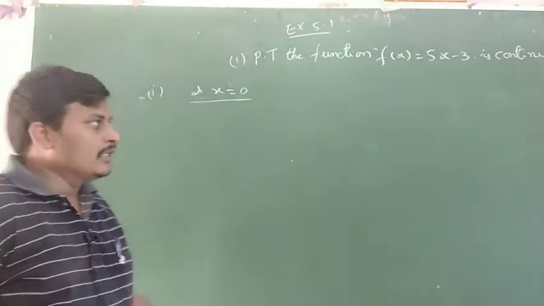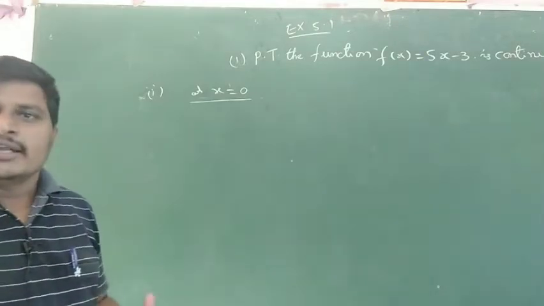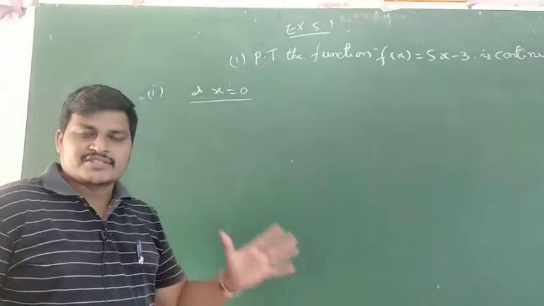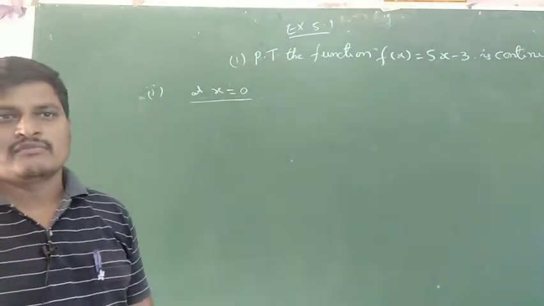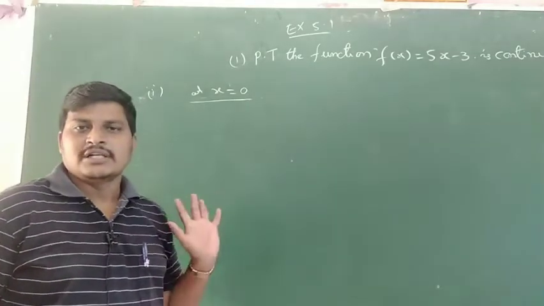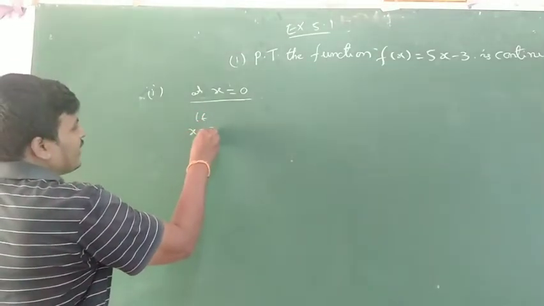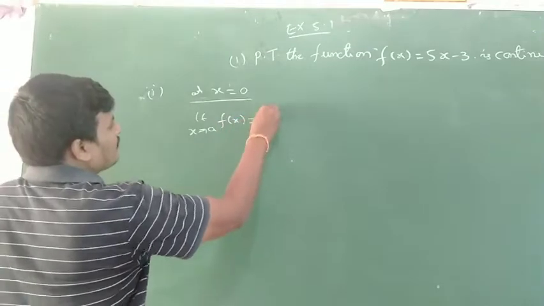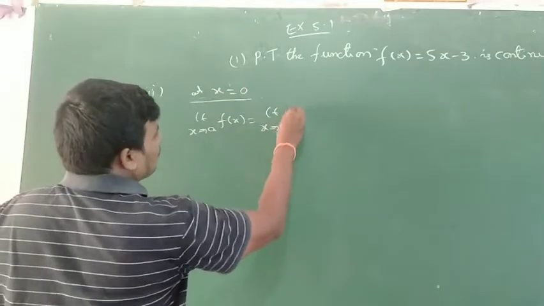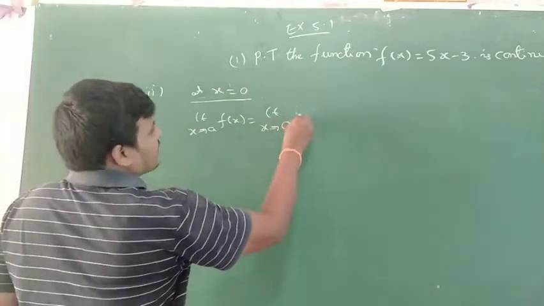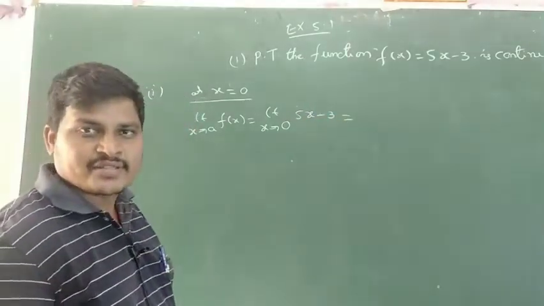Continuity definition: limit x tends to a, f of x exists. Limit x tends to a, f of x exists means that the limit has some defined value, 5, 6, 10 or any value. So limit x tends to a, f of x is equal to limit x tends to 0, f of x. f of x is 5x minus 3.